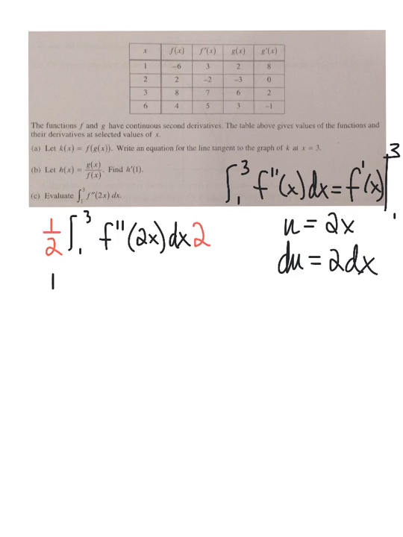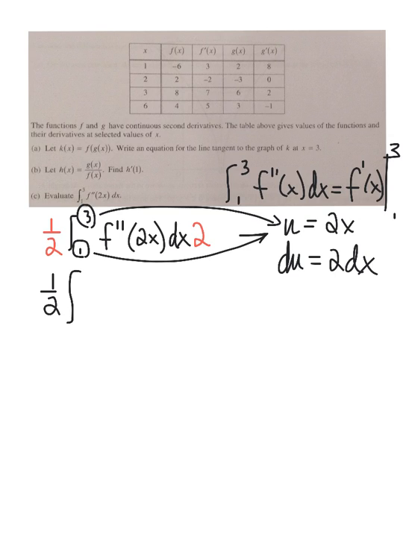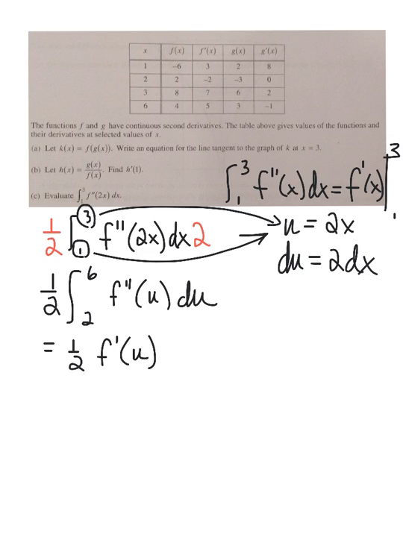Okay, so let me do that in the next step here. So I'm going to have 1/2. Now let's change the bounds. How do we change these bounds? Remember that those bounds always go into your u. So the top bound is going to become a 6 and the bottom bound is going to become a 2. And now I have f double prime of u du. And now I can just do my normal integration. So when I integrate that, I am going to get 1/2 f prime of u, and I'm going to evaluate that from 2 to 6.